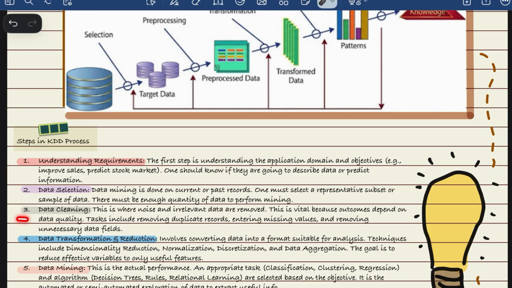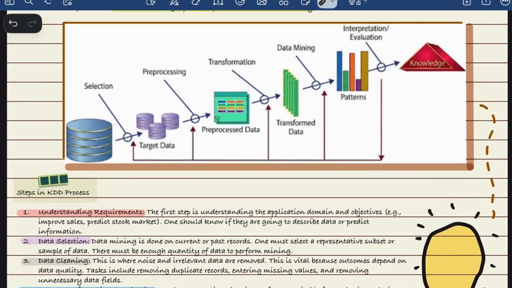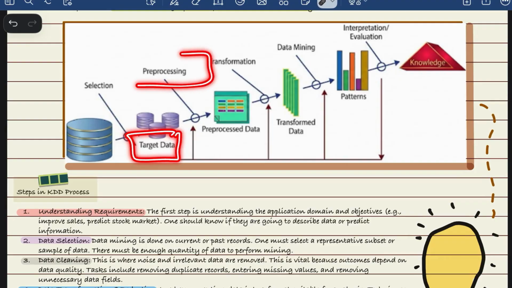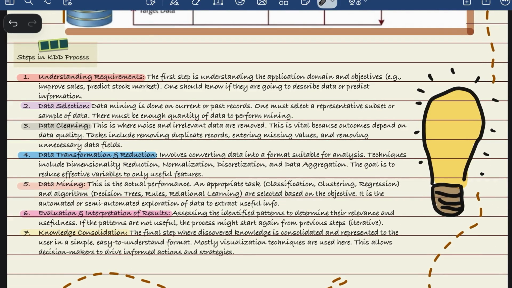Then we have the third step, that is data cleaning, the scrubbing part. When you take out the target data, then comes data pre-processing, data cleaning. This is where you eliminate the background noise, you remove duplicate records, you strip out the irrelevant attributes, and you handle the missing values. If your input data is dirty, your final insight will be complete garbage as well. So it is very important that data is cleaned properly.